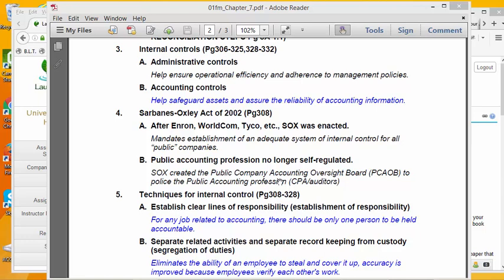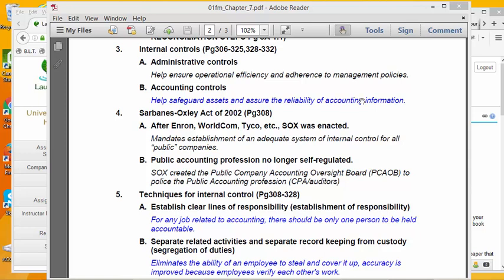This video will delve into internal controls discussed in Chapter 7 of our textbook. Internal controls are of two major kinds, the kind we don't care about and the kind we do care about. The kind we don't really care about are administrative controls. Those are policies and procedures that help ensure operational efficiency and so forth, and not too much related to accounting. Accounting controls, however, help us to safeguard assets and assure reliability of accounting information.